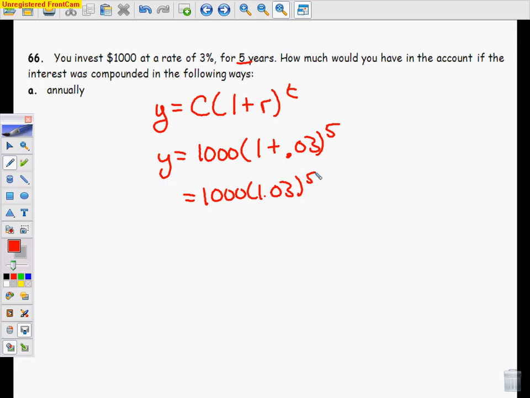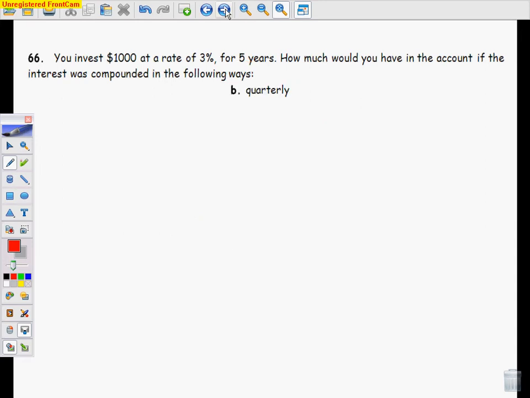And if you type that in your calculator, 1,000 times 1.03 to the fifth, the value that we get out is $1,159.27. Okay? And there we go. We've calculated annually. All right, let's do these same values, but this time we're going to do it quarterly.